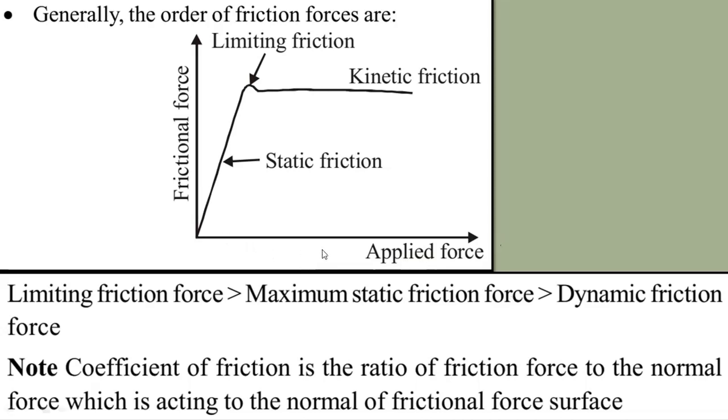In the x-axis we are taking applied force, in the y-axis we are taking frictional force. Then this is the static friction, this is limiting friction, and then kinetic friction. So limiting friction force is greater than maximum static friction force, which is greater than dynamic friction force. So note, the coefficient of friction is the ratio of friction force to the normal force, which is acting normal to the frictional surface.